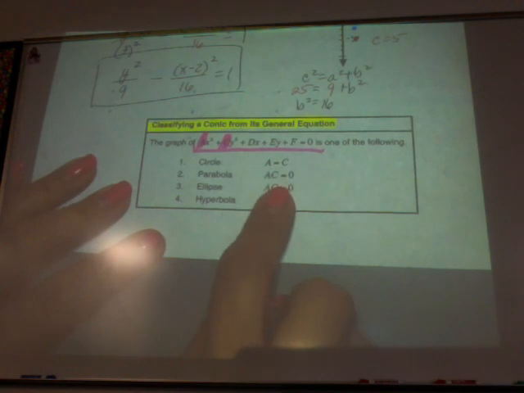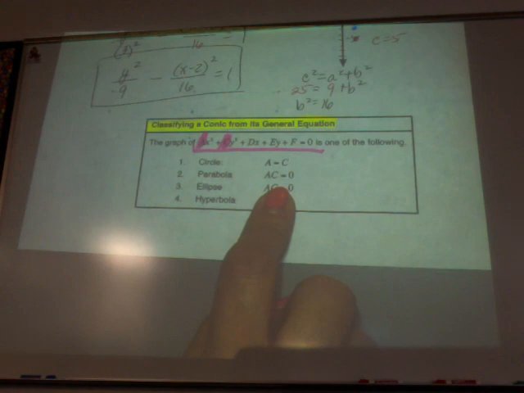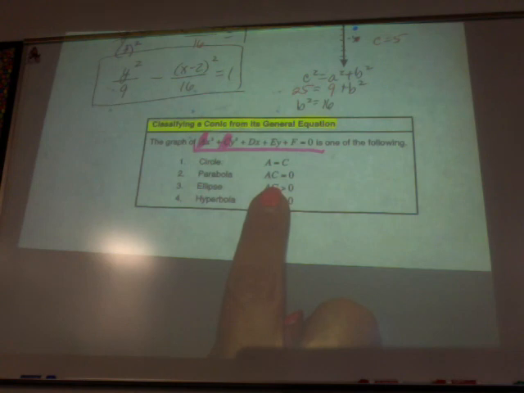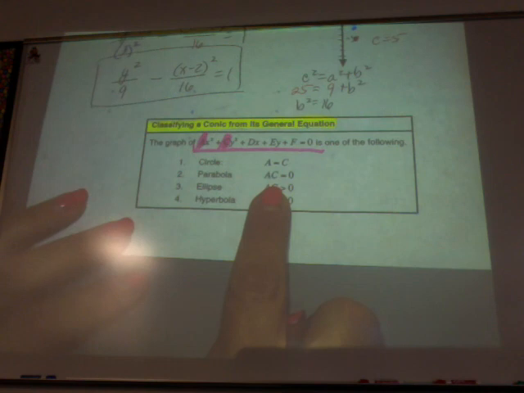Parabola, A times C is 0, because on a parabola, you only have one squared term, right? So if you're missing the x squared term, you have a y squared term, but no x squared. Isn't that a parabola? Only one of them is squared. Same thing occurs if you have an x squared but no y squared, right? Same thing's going to occur.